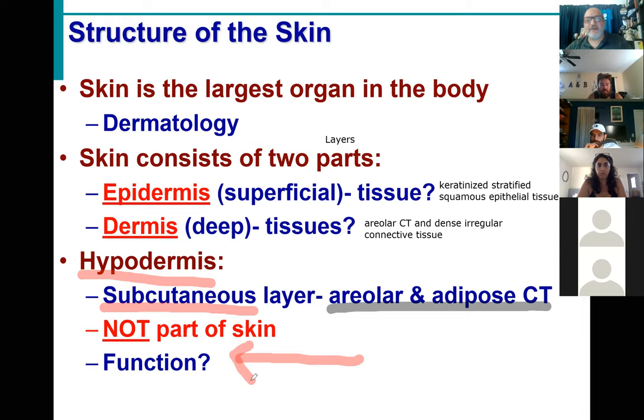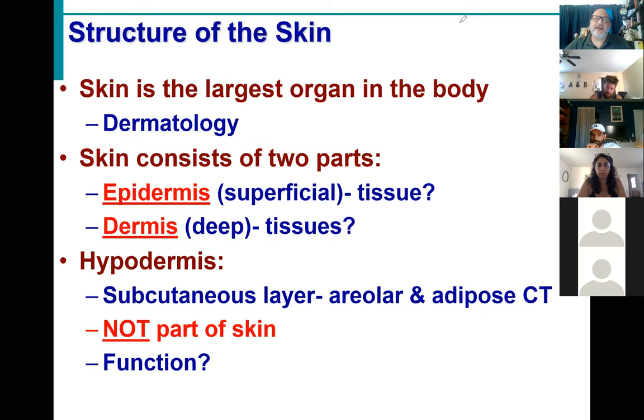All right, so it is very, very important, serves a lot of important functions. It's just not a part of the skin. It's associated with the skin, but it is not a layer of the skin. The skin just has two layers, epidermis and dermis. All right, questions on that?